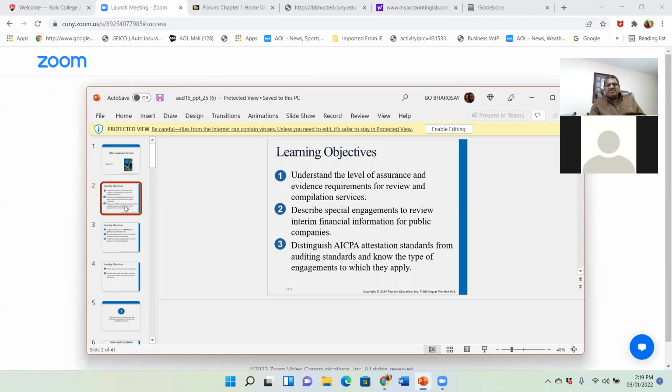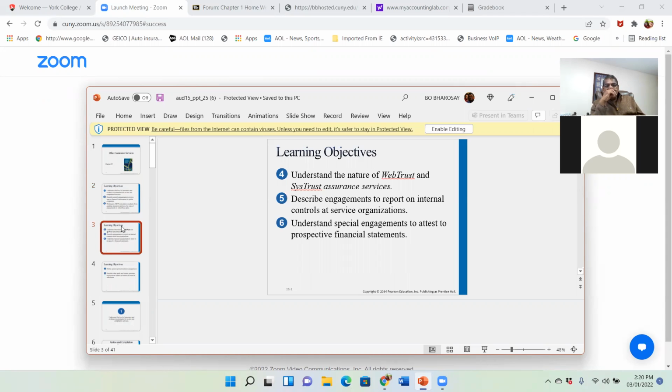One, we'll understand the level of assurance and evidence required for reviews and compilations. Two, we'll describe special engagements to review interim financial statements for public companies. Three, we'll distinguish the AICPA attestation standards from auditing standards and know the types of engagements to which they apply. Four, we'll understand the nature of WebTrust and SysTrust assurance services.